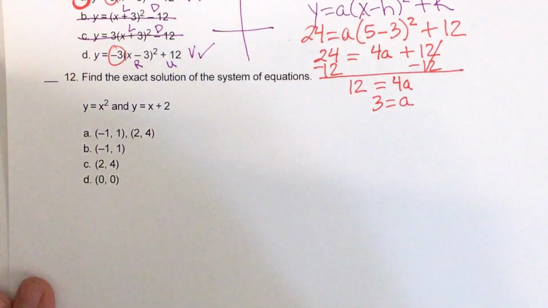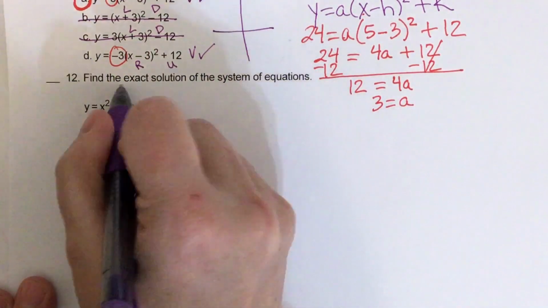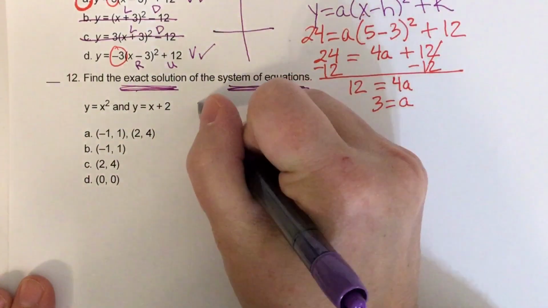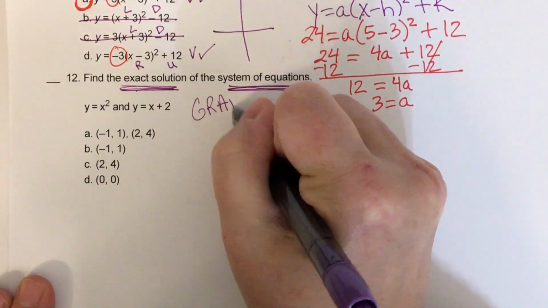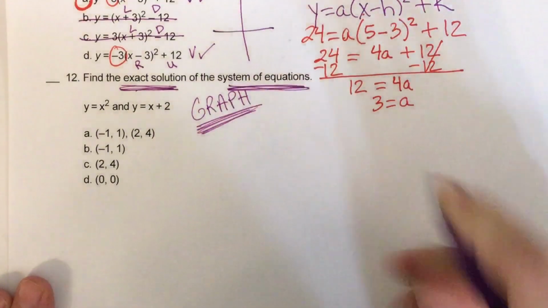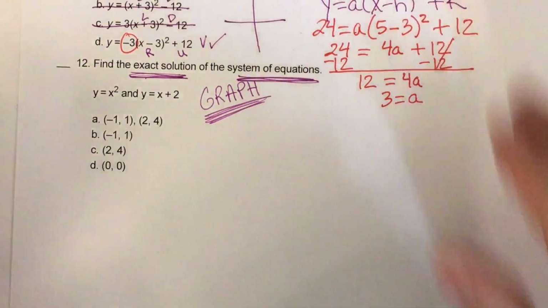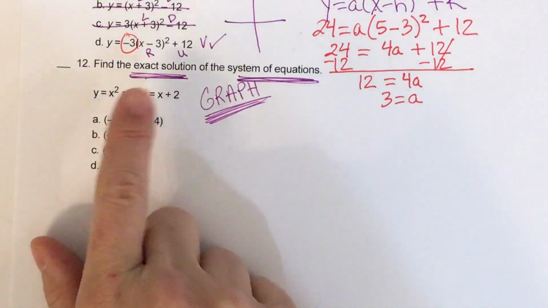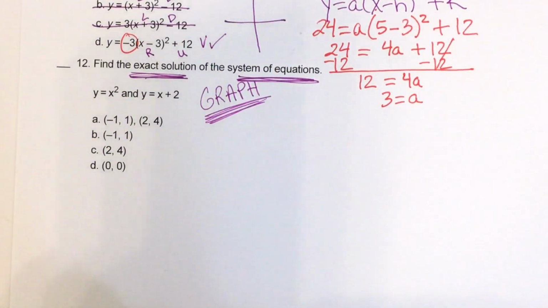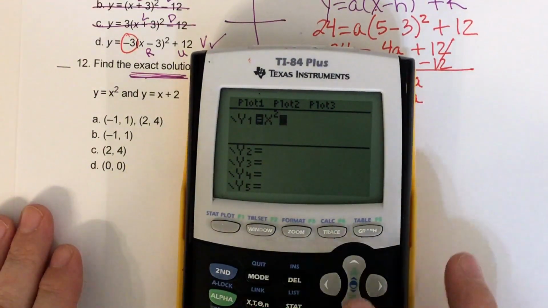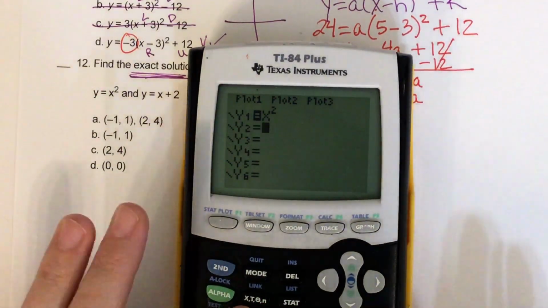All right, moving on. Number 12, find the exact solution of the system of equations. Okay, so what I'm going to do is graph this and see if I can find the answer in the calculator. Now, it's ready to graph because they both say y equals. So I'm going to go to my y equals, and I'm going to type in x squared. And then my other equation is x plus 2.